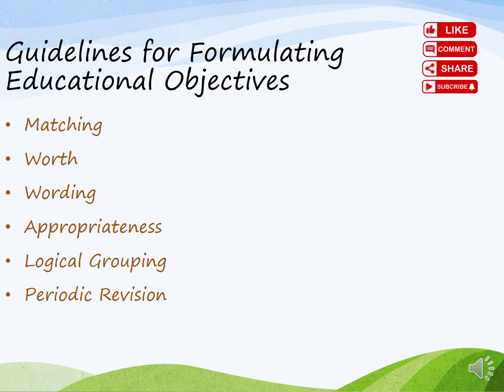The next is appropriateness. Ensure that the objective is appropriate for the learner's age, level, and abilities or grades. The next is logical grouping: group objectives logically, such as by topic, skill, or learning outcome. The next is periodic revision: regularly review and revise the objectives to ensure they remain relevant, achievable, and aligned with changing curriculum requirements.